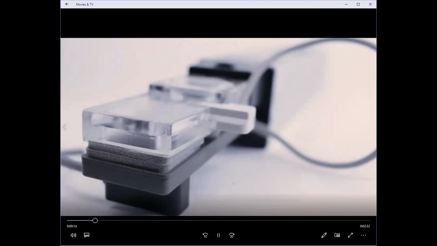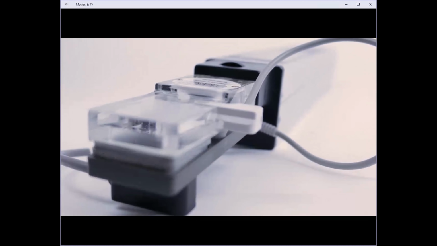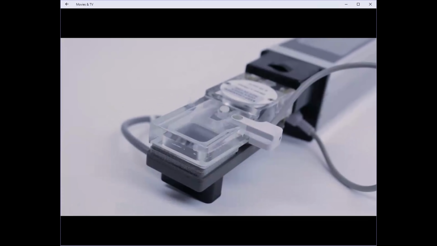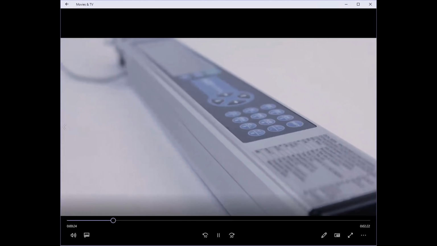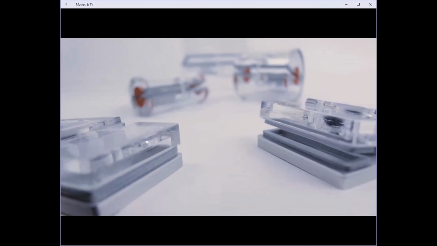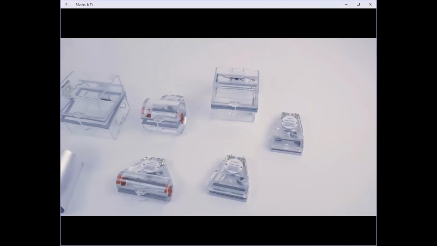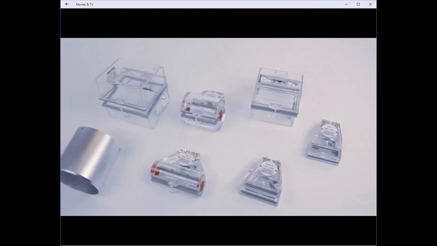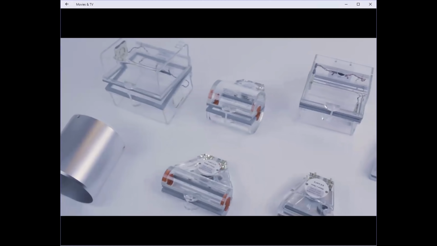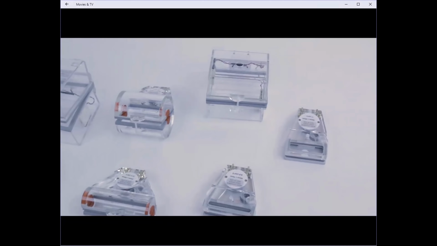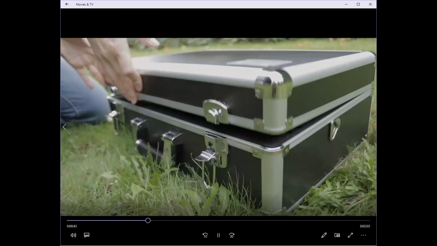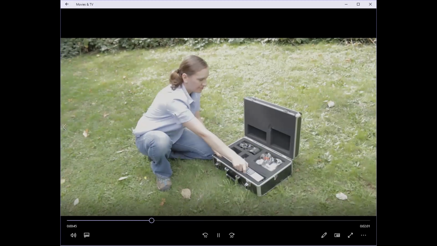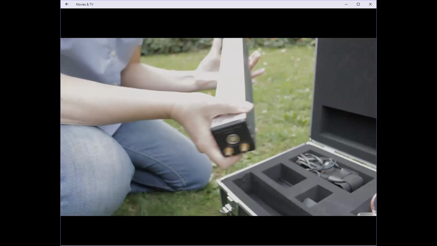The CI-340 Photosynthesis System is a portable, field-ready tool that can measure photosynthesis, respiration, transpiration, stomatal conductance, photosynthetically active radiation, and internal carbon dioxide. 10 different customized chambers are available that can accommodate any leaf size, including broadleaves, grasses, conifer needles, and cacti, with an optional chamber to measure soil respiration. Lightweight and durable, the CI-340 was designed to be easily utilized in the field.